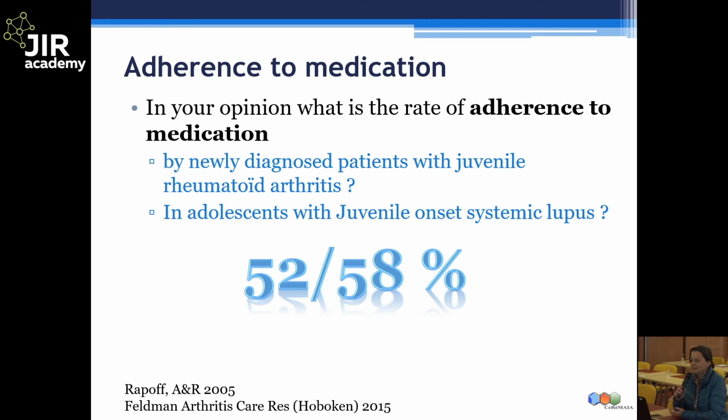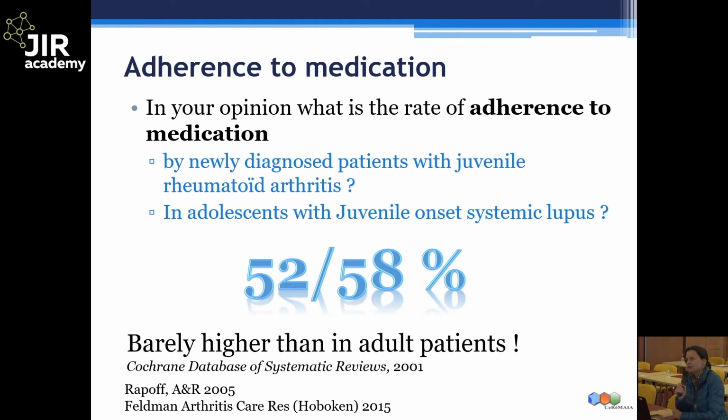Studies are showing that even if you explain everything well to the parents, adherence is only about 52% in newly diagnosed JIA patients and slightly higher in adolescent lupus patients. And what is interesting to know is that even in children, it's barely higher than in adult patients. In adult patients, you have about 50% adherence for all chronic diseases, if you take them all together. And in children, it's just slightly higher, not so much. So parents are doing exactly the same thing with their children that they would do with themselves. That's one of the lessons I learned from adherence studies.